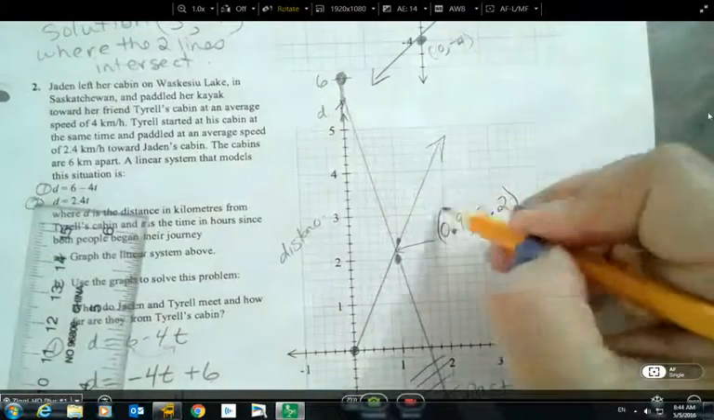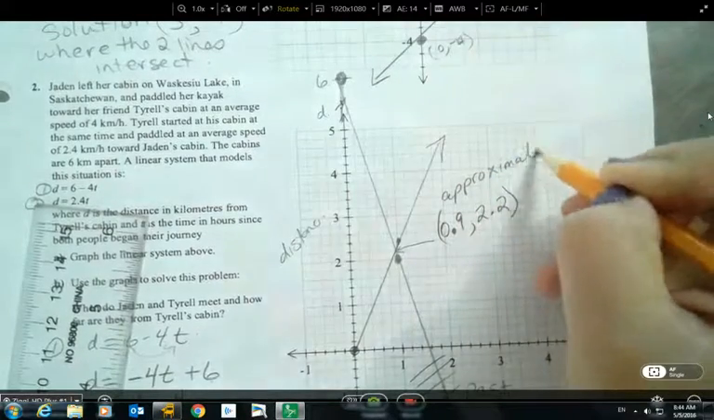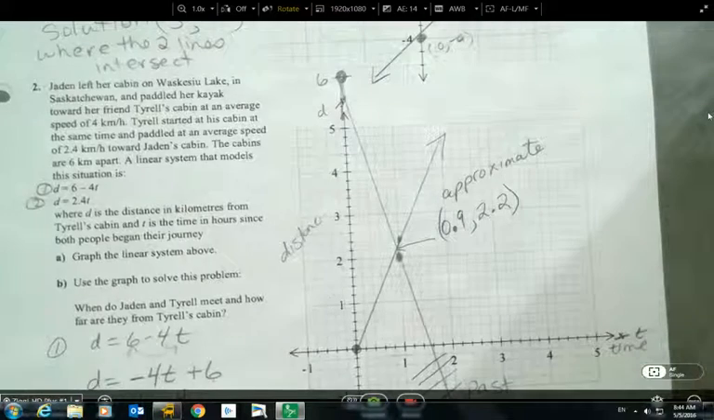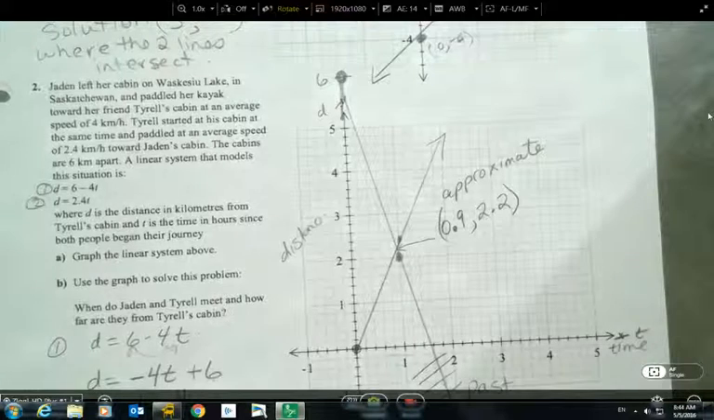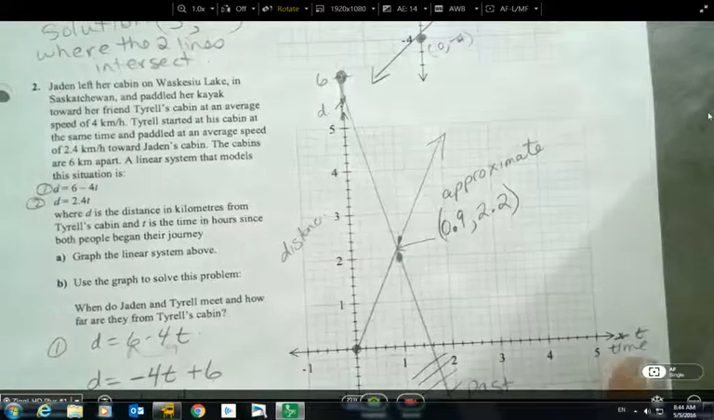Okay, so here we're just going to approximate the solution because it's not exact numbers and we've got decimals. The only way you could actually get an accurate reading on here is if you're using a calculator with graphing software in it or a computer to generate the diagram for you. Okay.